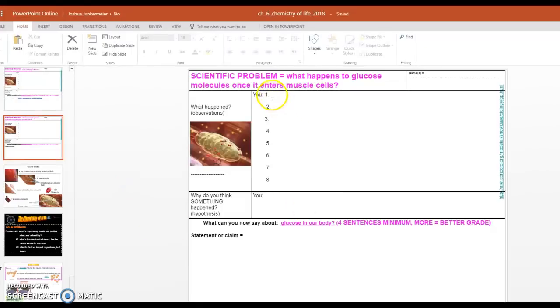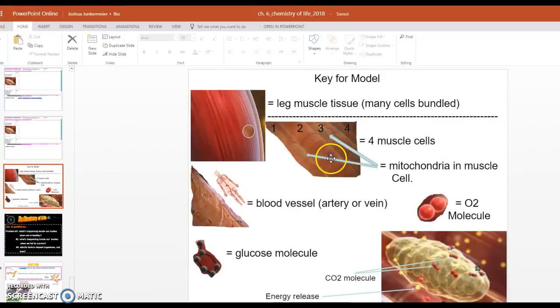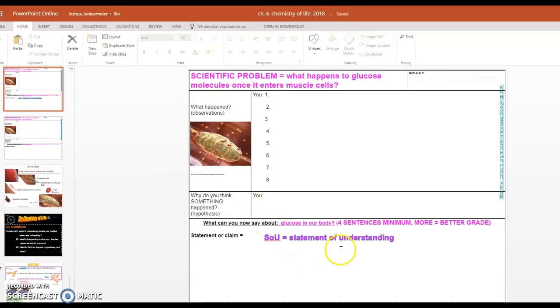All right. Use that video and the replay to get all your observations, write your hypothesis, and draw a model of what happens to glucose molecules once it enters muscle cells. And don't forget to look at the keys so you understand and remember what everything was in the video to help you understand. All right, good luck with your statement of understanding.